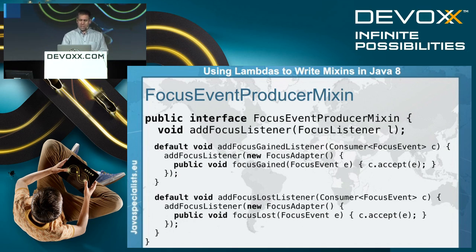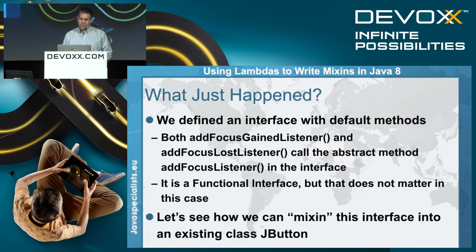And for add focus loss listener, it's very similar. So what we do is we have now an add focus listener which calls the method which is going to be there anyway, and I'm passing in a focus adapter which calls the focus lost method, and this then calls the accept method. So what we've done is we've defined an interface with default methods, and I've added a method for every type of event that could happen on a focus listener.